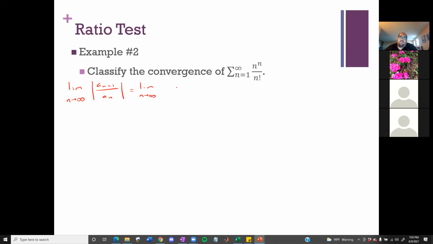And then it's just a matter of, basically, I'm going to start out with this compound fraction, n plus 1 raised to the n plus 1 over n plus 1 factorial, all over n to the n over n factorial. And this is maybe for now a little mysterious on how things cancel. So let's start with the factorials.